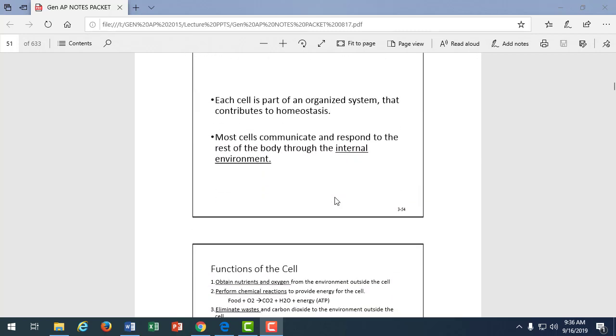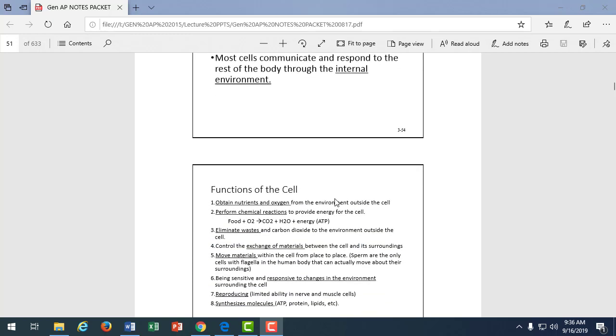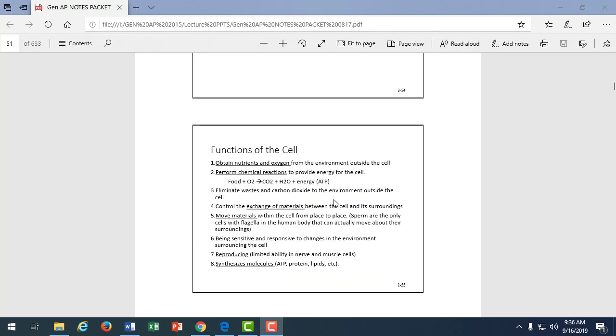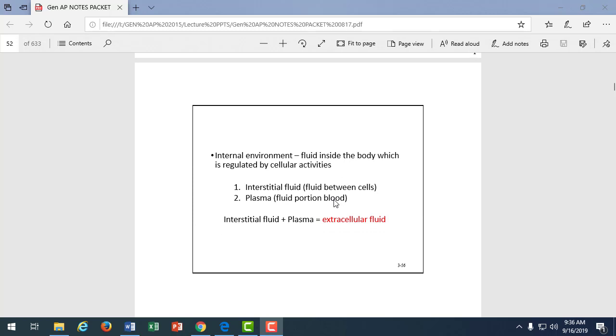Okay, the internal environment we already mentioned, we talked a little bit about before, and you have a worksheet that covers that in your packet. Functions of the cell, we'll go through those as we go through each body system. Remember, the internal environment is the fluid that bathes our cells. So the plasma and the interstitial fluid. The plasma is the fluid portion of blood, interstitial fluid is that fluid between cells. So it's where all the interaction is happening in the body. That's why it's called the internal environment. It's where cells are interacting with each other.